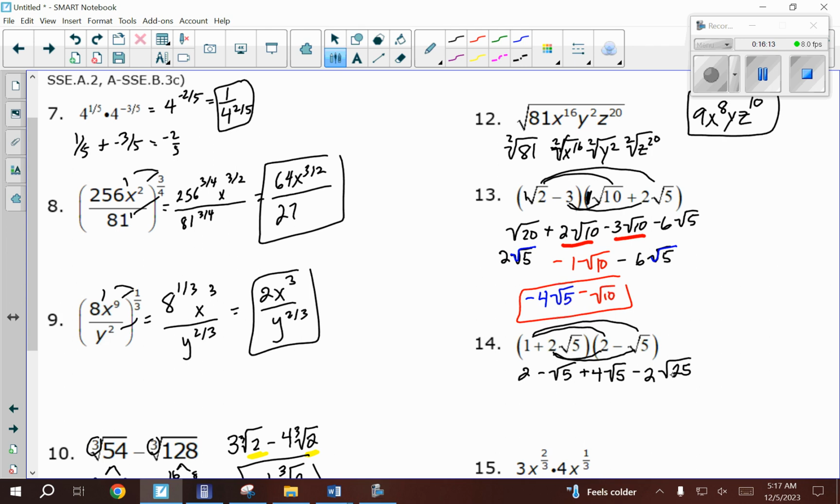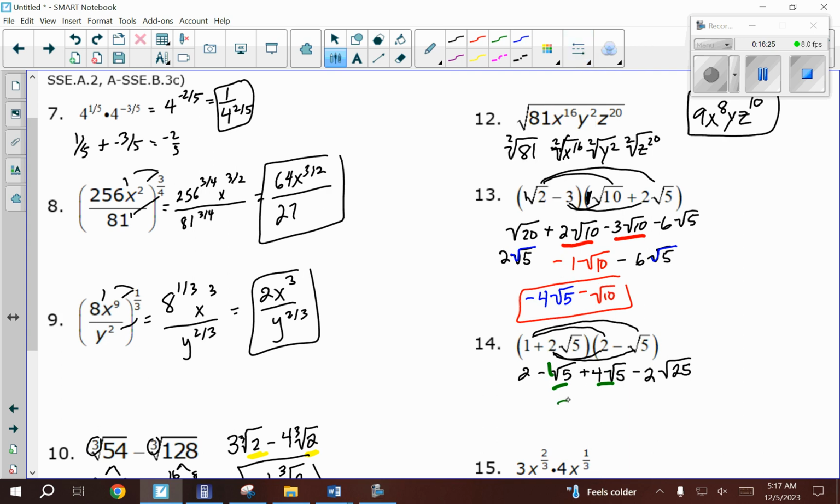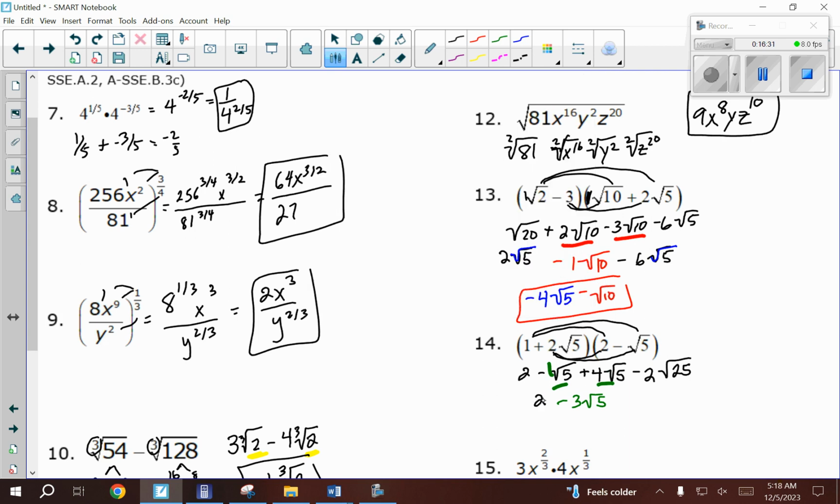It looks like these first two can go together again. This one and this one. So I'm going to go ahead and stick those together. So I have negative 1 plus 4. Negative 1 plus 4 is negative 3. And then I'm going to bring down this plain 2.